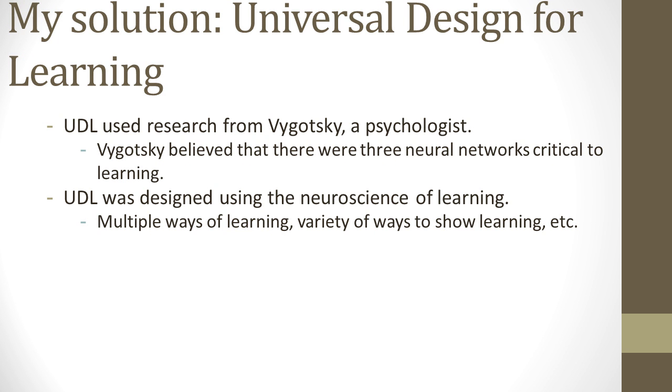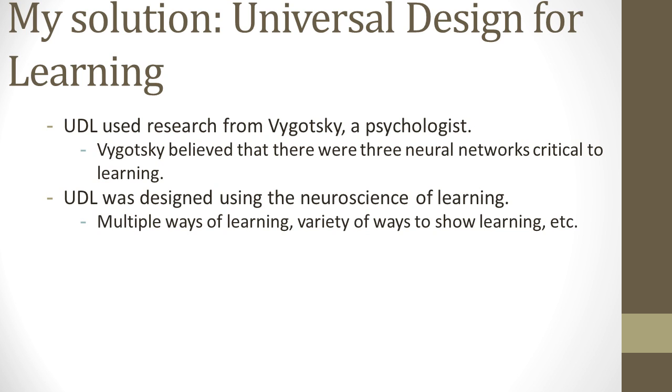According to McGuire 2014, UDL was developed using the principles of the neuroscience of learning, as well as taking elements of Vygotsky's work. Vygotsky was a psychologist who claimed that we had three neural networks that were critical to learning: a recognition network, a strategic network, and an affective network. These are the essential ingredients to learning according to Vygotsky. In UDL, then, there is an emphasis on providing a wide array of materials that eliminate as many barriers to learning as possible for all students.